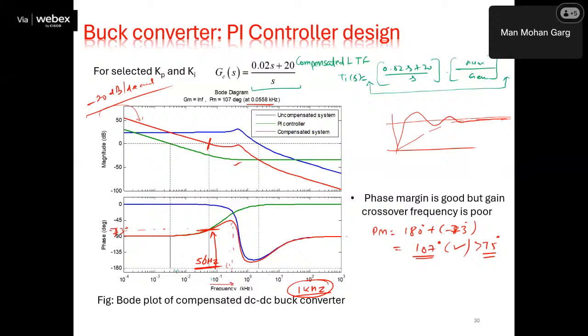So somewhat, this steady state, this gain crossover frequency could be increased. That was possible within this PI controller only. We need to find out some other value. So the drawback is that this omega GC has decreased, so the system becomes slow. Now, this is from the simulation point of view, from the analytical, control point of view, that we have studied.